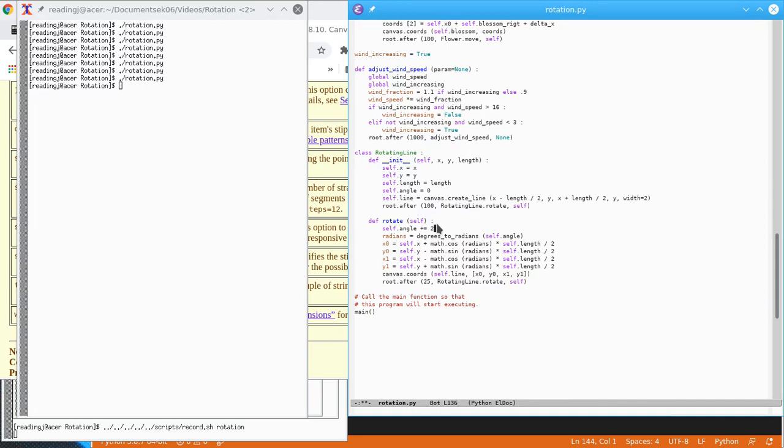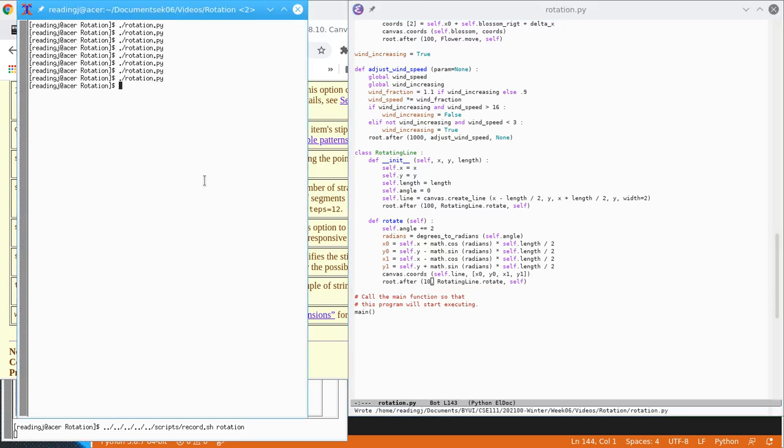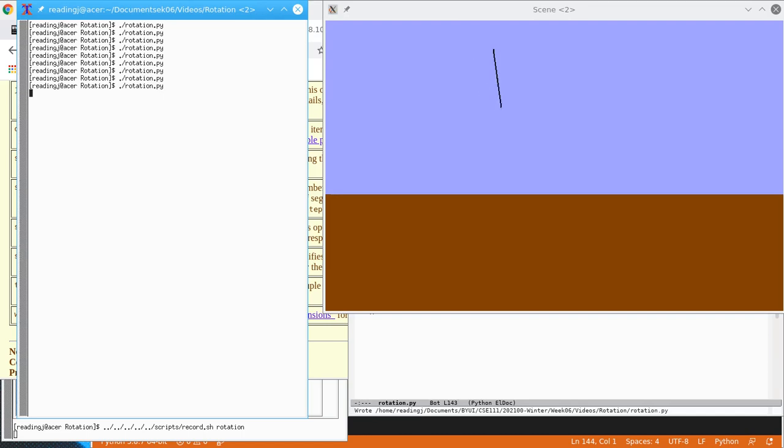Cut that to 2 and cut that to 10. I think that's the same proportions. There we go. So a little smoother. You can still see the 2 lines kind of, but it's not as bad.